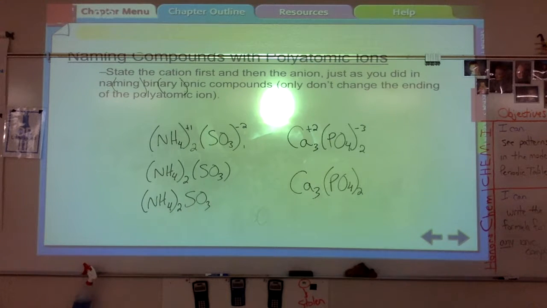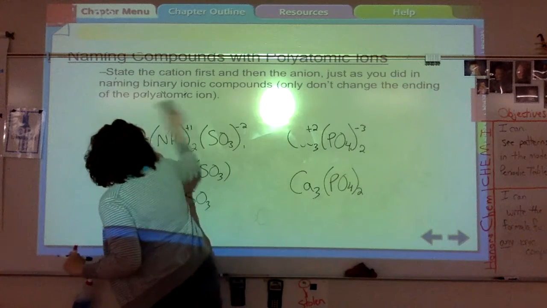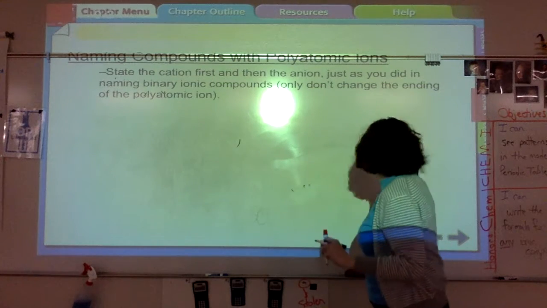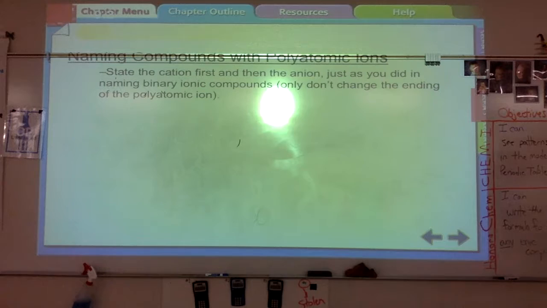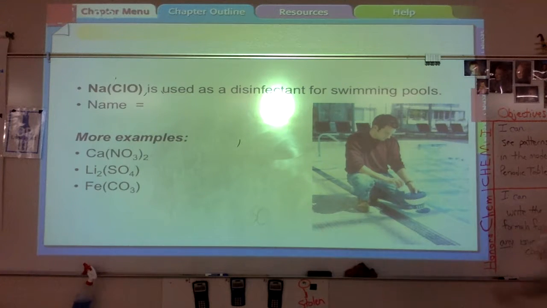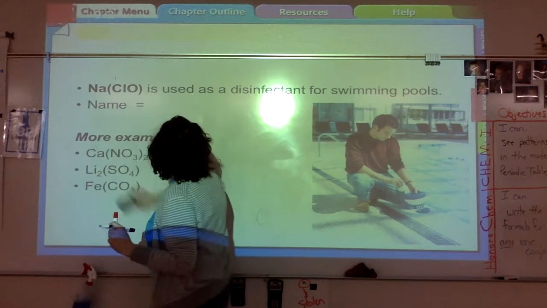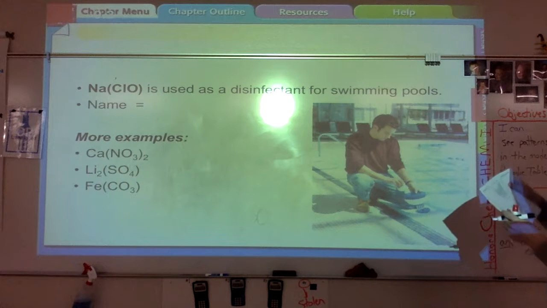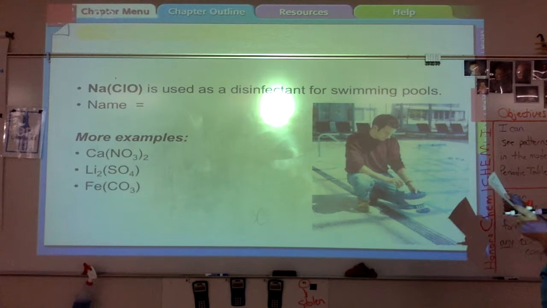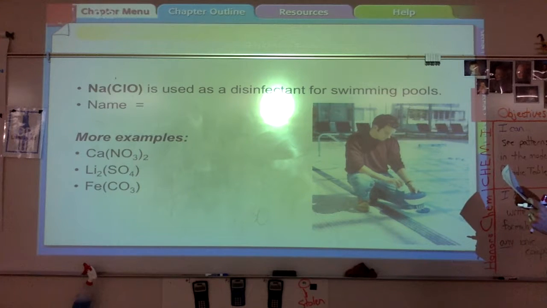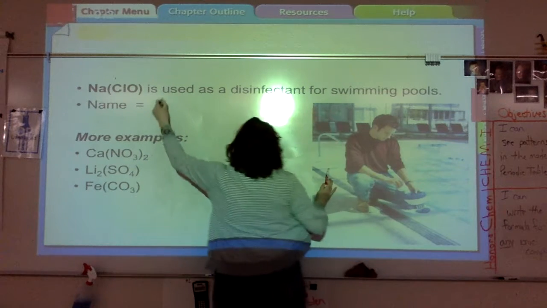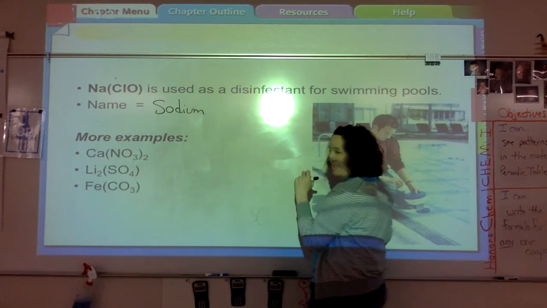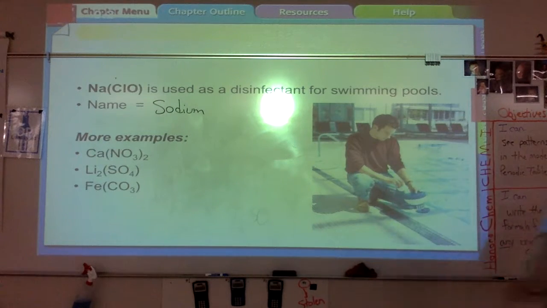All right, so now let's go from the formula to the name. You state the cation's name first, and then you just write the name of the polyatomic ion. It does not get a name change, so it's really easy. So NaClO is used to disinfect stuff, okay? No big deal. So what you do is you look up Na. Na stands for sodium. And then ClO, so sodium, I believe is hypochlorite. I don't have my periodic table on me. It's really bad. I can't remember. So let's skip this one.